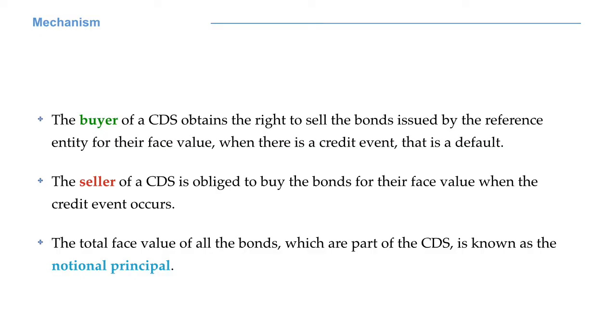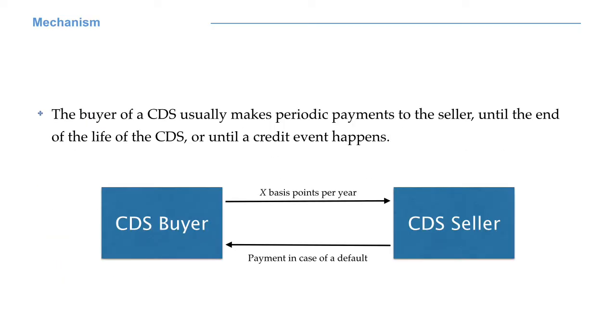With the term notional principal, we indicate the total face value of all the bonds which are part of the CDS. In a CDS, the buyer usually makes periodic payments to the seller until the end of the life of the CDS or until a credit event happens. Typically, the buyer pays a certain amount X of basis points of the notional principal per year in quarterly arrears. The seller only pays in case of a default.